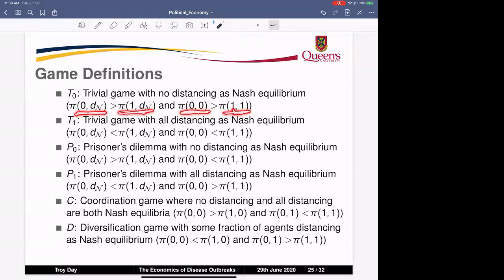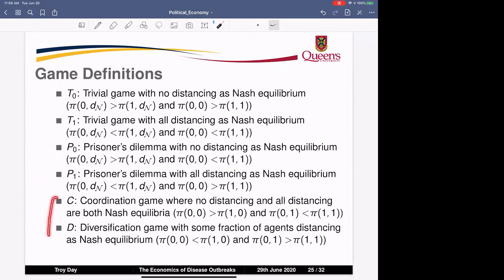And I want to contrast that with, let's go down here to the prisoner's dilemma at 0. Again, the prisoner's dilemma at 0, I'm going to define as a situation where I do better by not distancing. That's what this inequality says, no matter what other individuals are doing, just like the trivial game. But now it's the case that everybody would have done better if somehow a government leader had intervened and compelled everyone to distance. So that's the difference between a trivial game at 0 and a prisoner's dilemma at 0. Trivial game at 1 and a prisoner's dilemma at 1 just reverses those inequality signs in an obvious way.